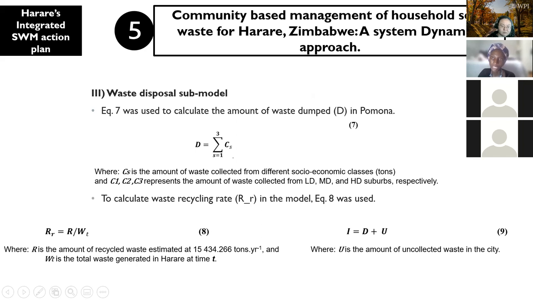And then the illegally dumped waste was calculated as the total amount of waste that is uncollected, that remains in the residential areas, as well as the amount of waste that is not recycled. That is how illegally dumped waste was calculated.